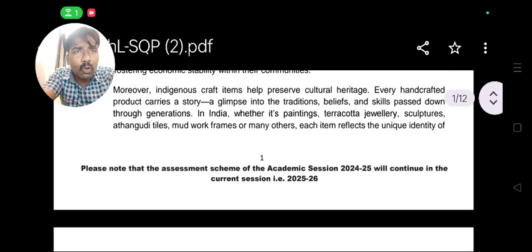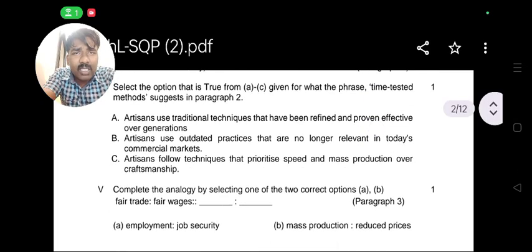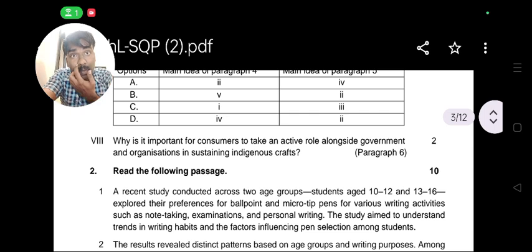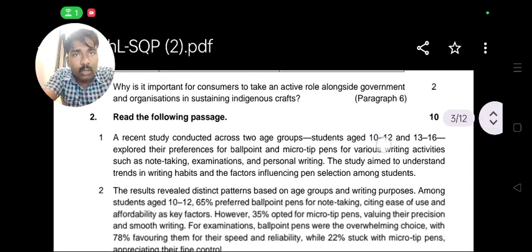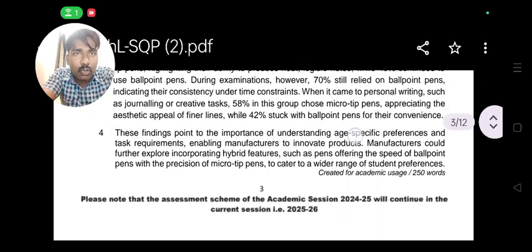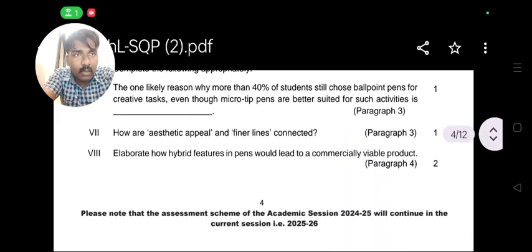We have five to six paragraphs, and as usual there are 8 questions, of which 2 questions will be asked for 2 marks. You need to practice as much as you can from your side. You have to practice solving the unseen passages. This is the logic-based passage, and you have to study it. The second passage is the case-based passage, and even here we have 8 questions, the same, no change.